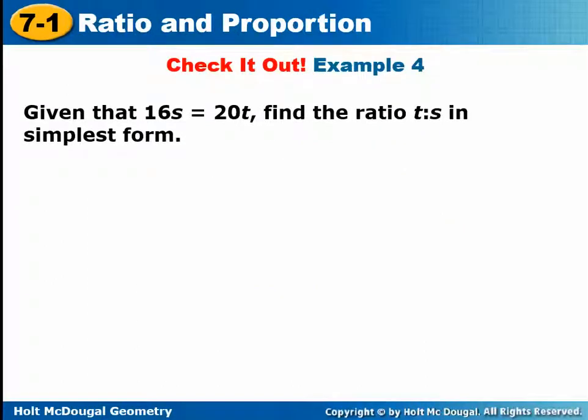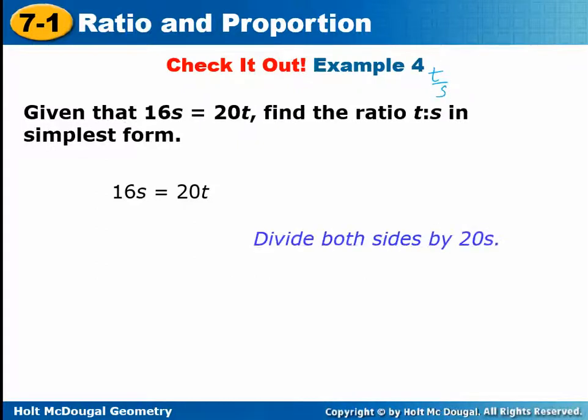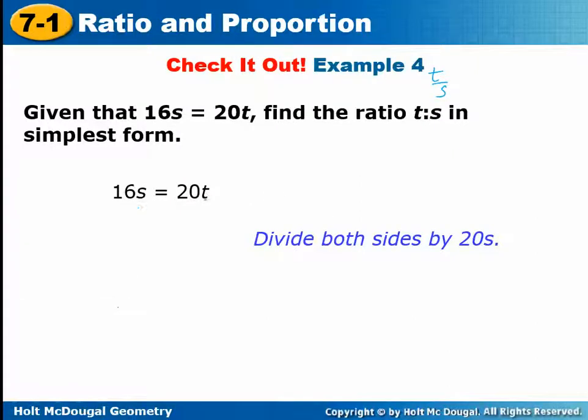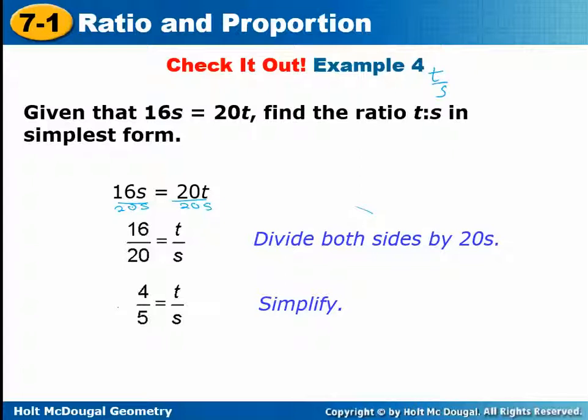Okay, let's try another one. We want to find the ratio of t to s in simplest form. Right now we have 16s equals 20t. So we write that down. Now we want t on top, so I have to divide by the s and also by the 20, which is next to the t. So I'm going to divide both sides by 20 and by s. What I get is 16 over 20, the s's cancel, the 20's cancel, and I get t over s. Then you have to simplify that. Remember, to simplify a fraction, you divide top and bottom by the same number. If I divide them both by 4, I get 4/5 equals t over s.